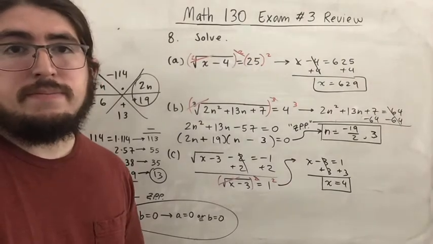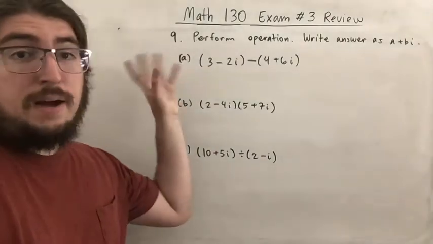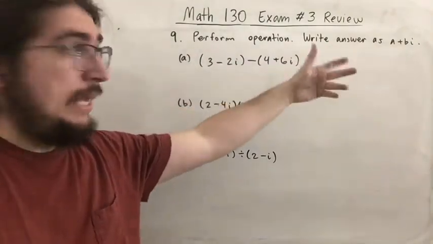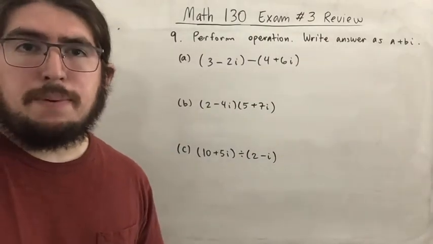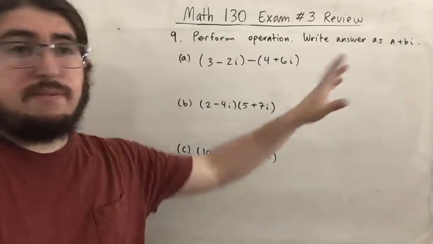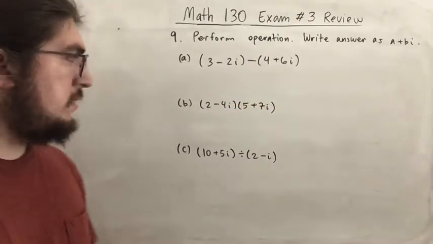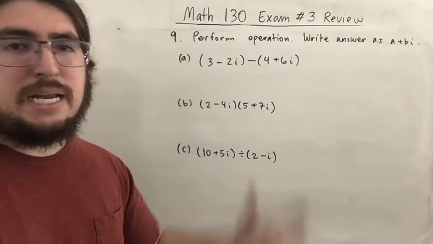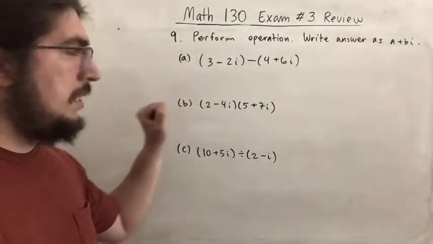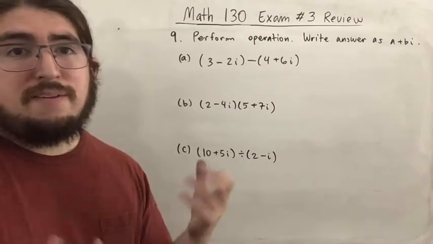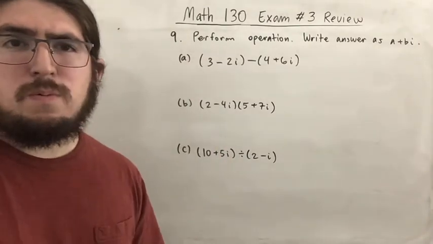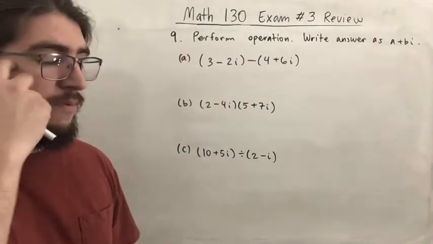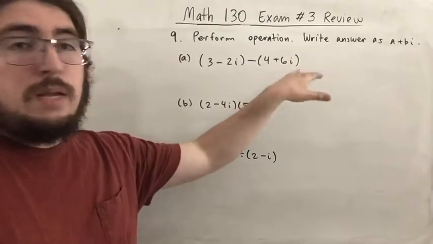Let's move on to number 9 now. It's asking us to perform these operations, but of course to write our answer as a plus bi. So it's a standard form for a complex number. A complex number is a number of the form a plus bi, where a and b are real numbers. For example, 3 minus 2i, where b in this case would be negative 2, so it's 3 plus negative 2i. So it's just a number plus a number times i. Those numbers don't have to be integers like they are here. They could be fractions, they could be weird irrational radical-like numbers. So you could have 2 plus radical 2 times i, for example. But regardless, it's a real number plus a real number times i.